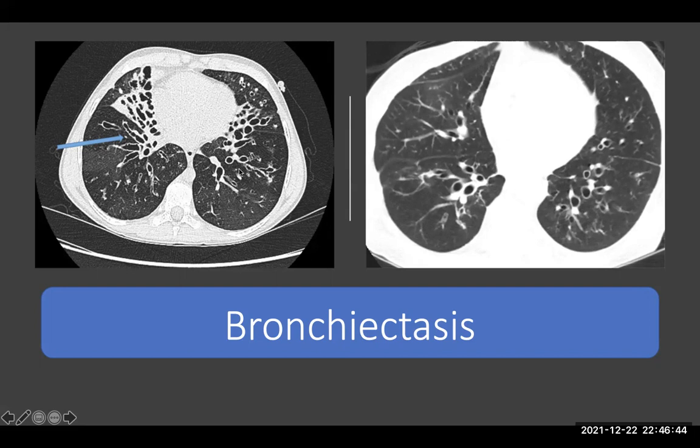Okay, clear, doctor? Okay, thank you. And the black portion is the thickened, dilated bronchial wall, and the white portion is the blood vessel. In bronchiectasis, there should be abnormal dilatation of the bronchial wall. Okay, thank you.